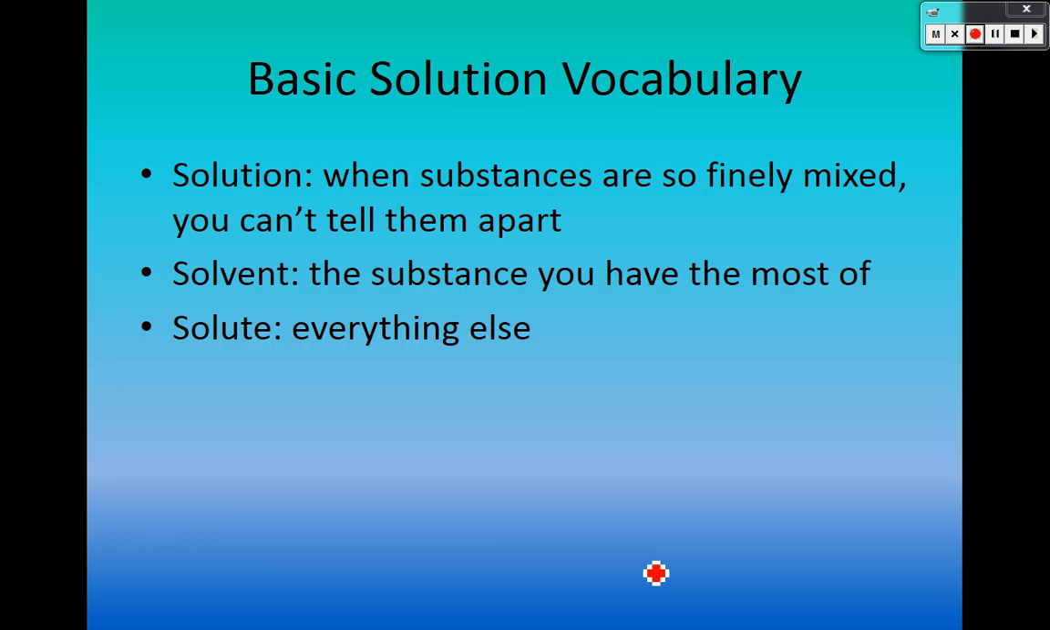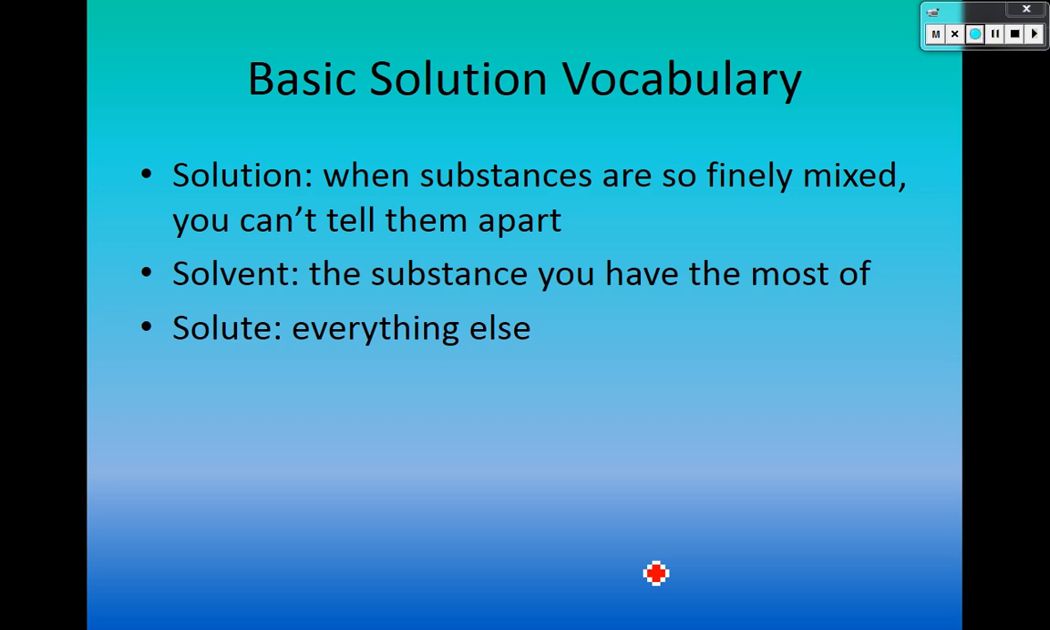So then we're going to talk about solutions. A solution is when substances are so finely mixed you can't tell them apart. So often we talk about salt water. If you pick up some ocean water, you can't tell the salt from the water because it's so finely mixed in. Air is another solution. You can't look at air and tell the oxygen from the nitrogen because it's so finely mixed.